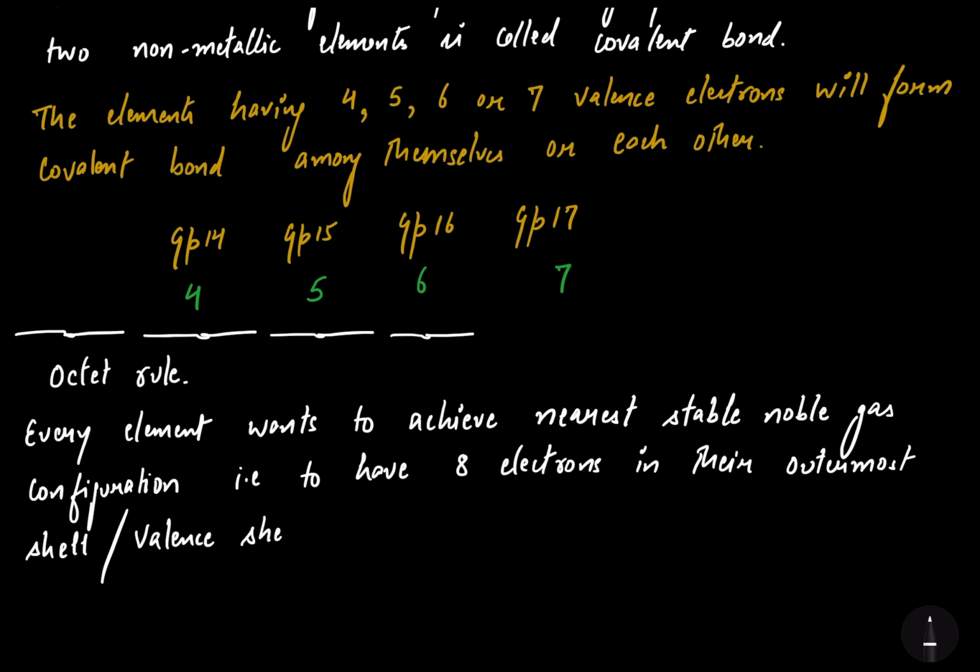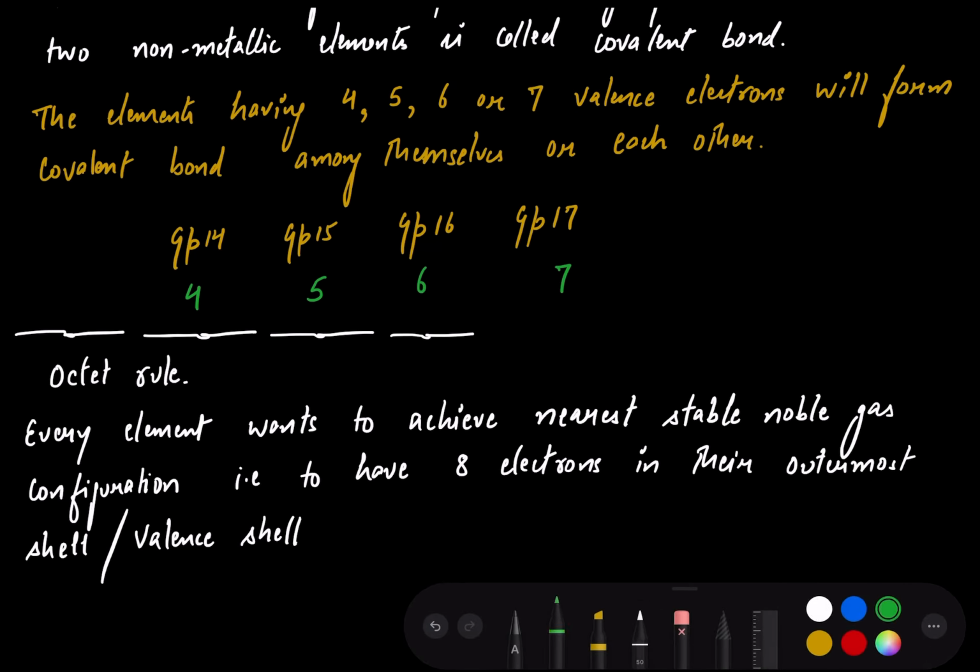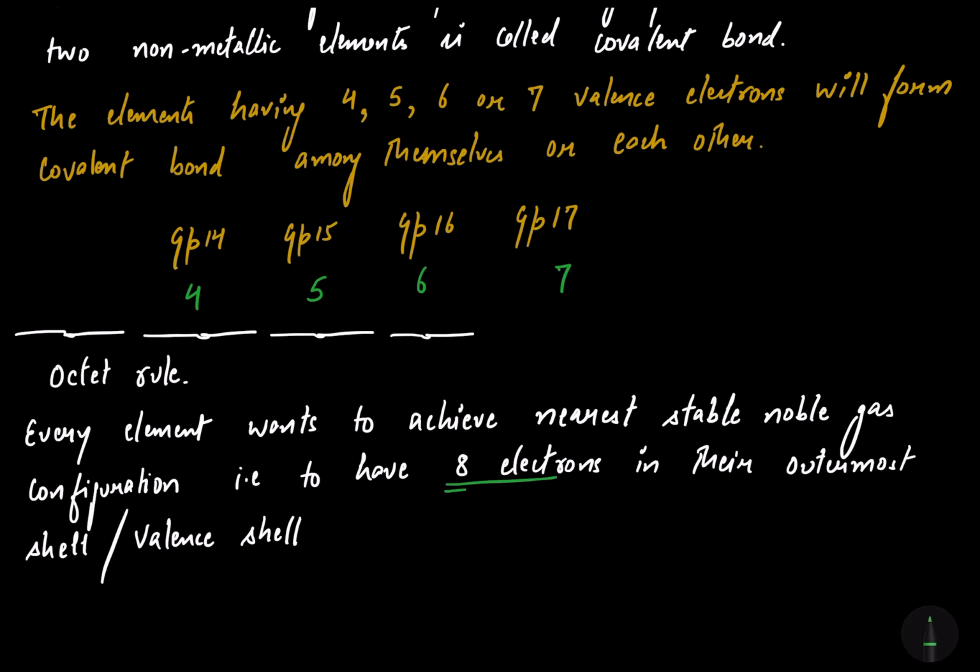Every element tends to achieve the nearest stable noble gas configuration of periodic table, that is to have 8 electrons in their outermost shell. Now, from these 8 electrons in the outermost shell, we got a word called octet. Octet means 8 electrons in their outermost shell. And how will they do it? They will do it by sharing electrons in case of covalent bond and by transferring electrons in case of ionic bonds.